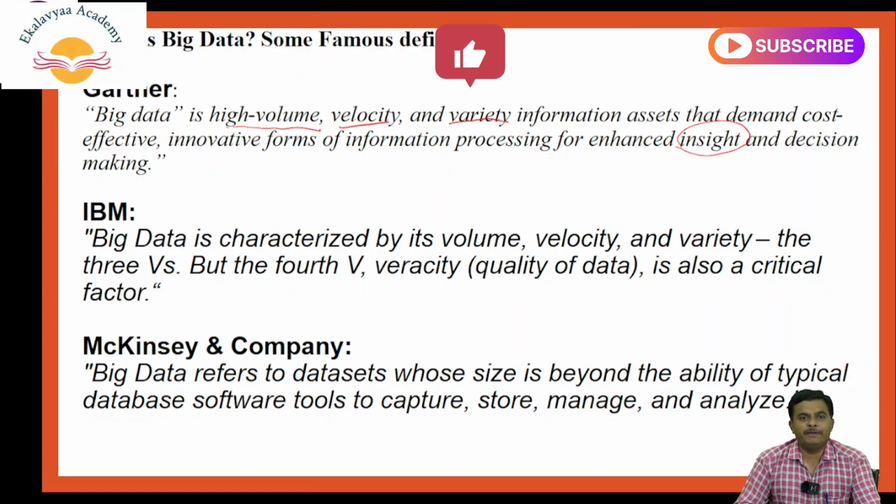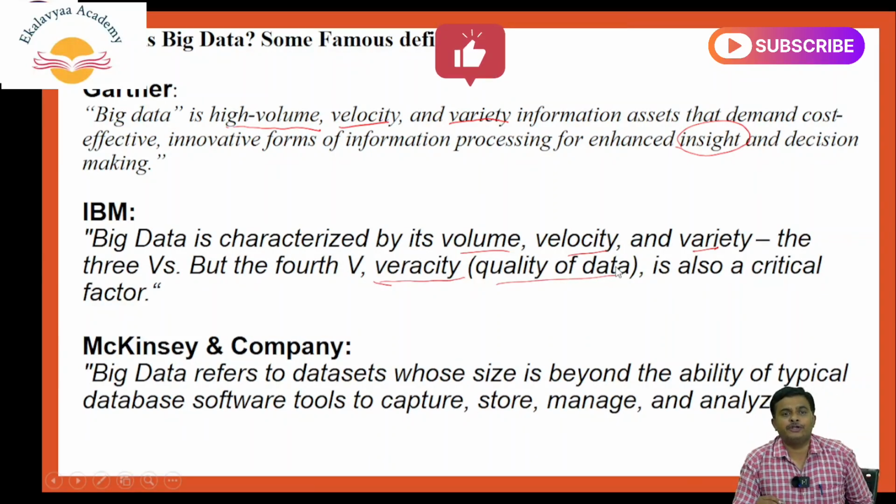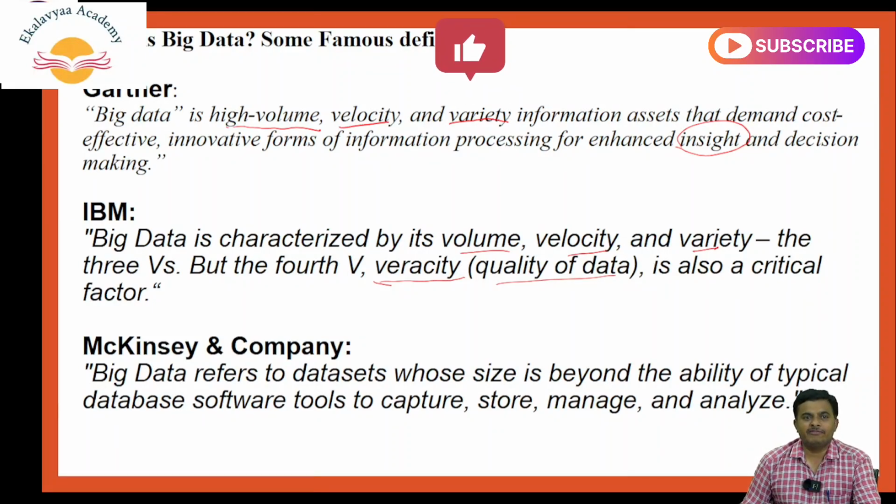Now, according to IBM, big data is characterized by its volume, velocity, and variety, the three V's. Along with that, the fourth V, veracity, which is the quality of data that we need to process, is also a critical factor. So all four V's are critical when it comes to big data.